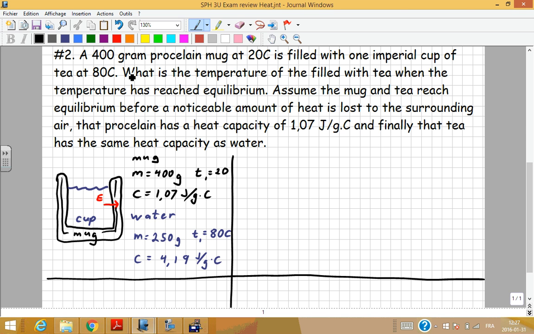So we'll read the rest of the question. It says, what temperature? Oh, and then the second part, I forgot the second part. The mug is filled with 1 imperial cup of tea at 80 degrees Celsius. So if we look in the assumptions, we assume that tea has about the same properties as water. It's very liquid, it's very dilute. So we have heat capacity of 4.19, same as water. And here we have m equals 250 grams. That's because a cup, especially an imperial cup, is considered to be 250 milliliters. So that's about 250 grams, same reasoning as in number one. And then we're told it's 80 degrees Celsius.